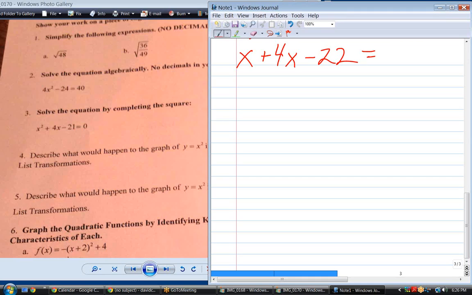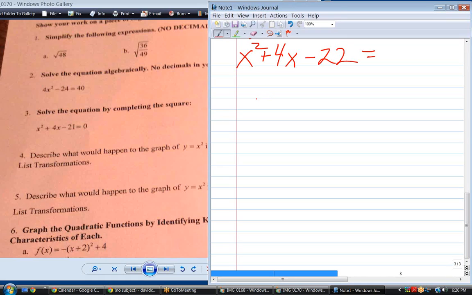In other words, the reason I changed it was because this cannot be factored very easily. I cannot find factors of 22 that subtract to the number 4. So I can't solve this by factoring. I could solve it by substituting it into the quadratic formula, which most people hate doing. Let's solve it by completing the square. What's the first step?